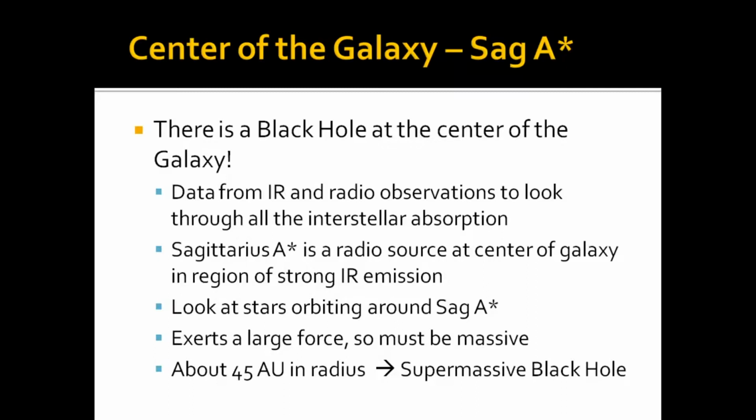And this radio source is what we call Sagittarius A star. So you read that as Sagittarius A star. And all it really is, it's a radio source at the center of our galaxy, emitting in the infrared and the X-ray. And what scientists have finally concluded is that this region is actually a supermassive black hole at the center of our galaxy, with a mass of about 4 times 10 to the 6 solar masses. Okay, so this region exerts a very large force on the material around it. In fact, it's about 45 astronomical units in radius.